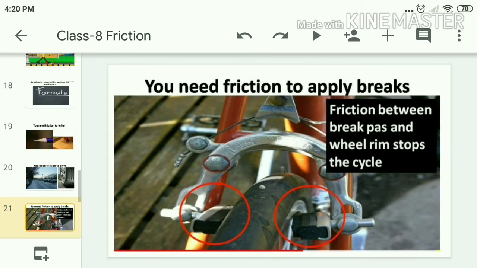If you observe when you apply the brakes, how does a bicycle, two-wheeler or car stop? Because the friction between the brake and the wheel rim stops the vehicle. If this friction is not developed between the brake pads and the wheels, it is not possible to stop a moving object.